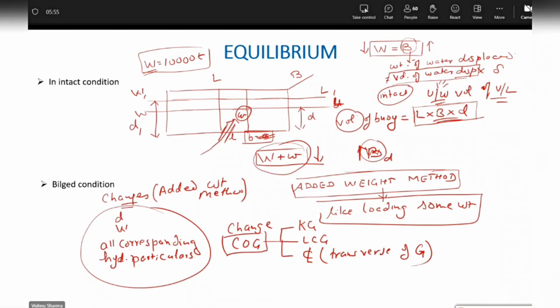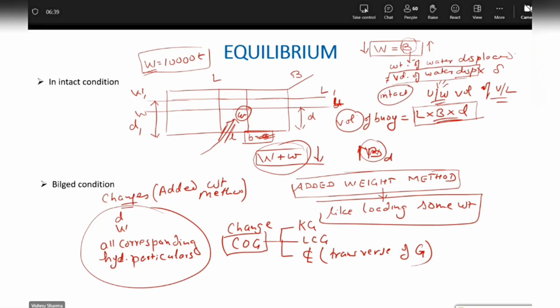Guys, what triggered the change here? The draft increased from D to D1. It was triggered because the displacement changed. So please remember, in the added weight method, the trigger is the change in displacement. Is that clear, guys? In the added weight method, the trigger for the change is the change in displacement. Do you all agree with me? Yes, sir. Okay. So one method done. Very good.